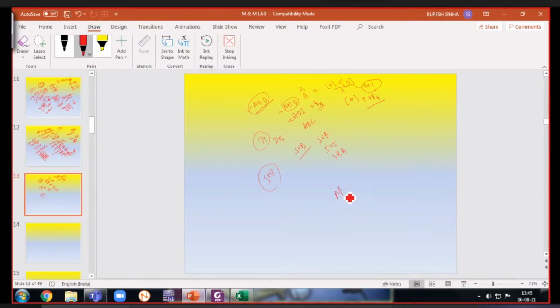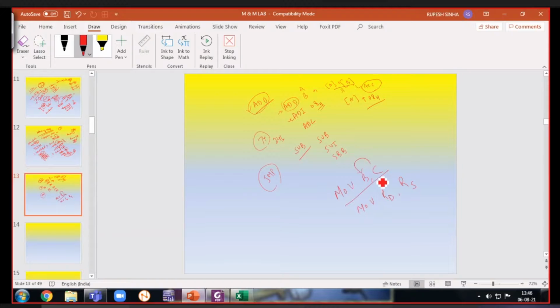Suppose I am writing move B comma C. Okay, so the operation is anti-clockwise. So in general, we can write move. This B is the destination, and register C is the source. Okay, move RD comma RS, from source to destination.